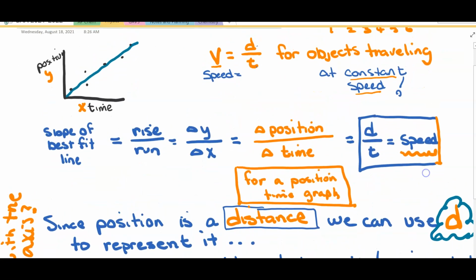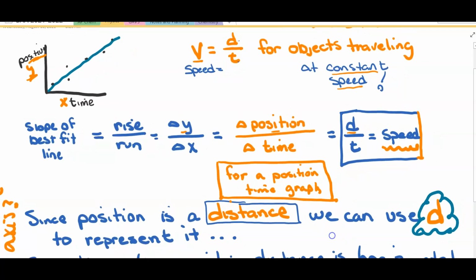Now, what's up with this y-axis? It says it's a position, it's called the y-axis, and I called it position, and then instead of the letter Y, I used the letter D. Where did D come from if that's position? Well, since position is a distance, we can use the letter D.